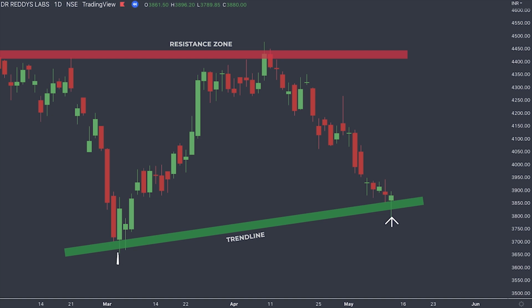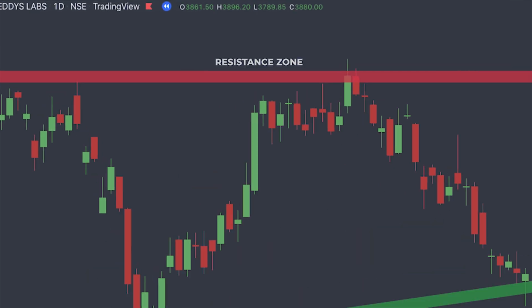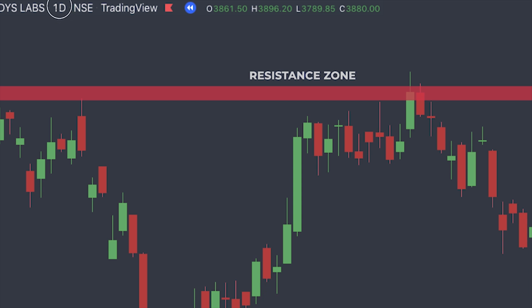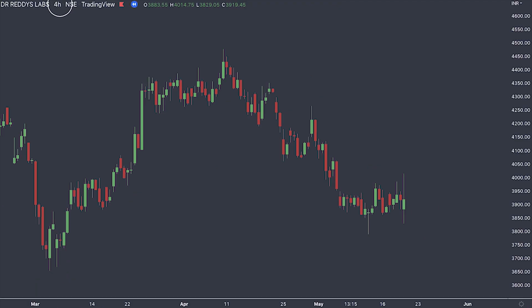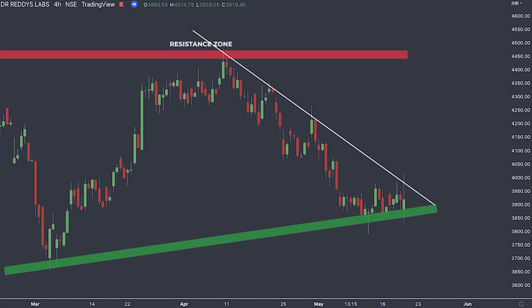In order to answer that, what you can do is, this is the 1 day time frame. You can switch to a smaller time frame. In this case, I'm going to 4 hours. And here, if you connect all the swing highs, you can see that we have a trend line here. And not just that, we also have a box-like pattern here.